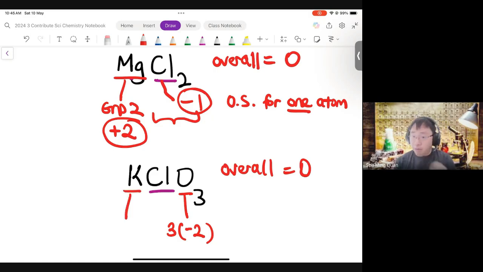Potassium, this is where the periodic table comes in. If you look for potassium in the periodic table, you will quickly realize it's found in group number 1. Therefore, potassium is +1 oxidation state. Now, this makes sense because potassium is group 1. Therefore, it will lose 1 valence electron to form K+, which is +1 oxidation state.